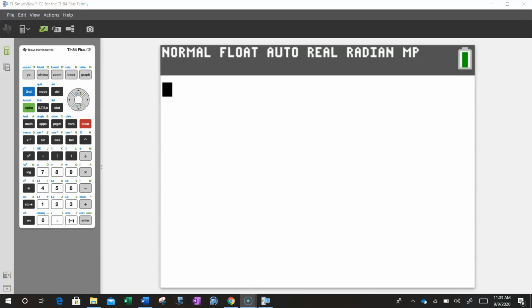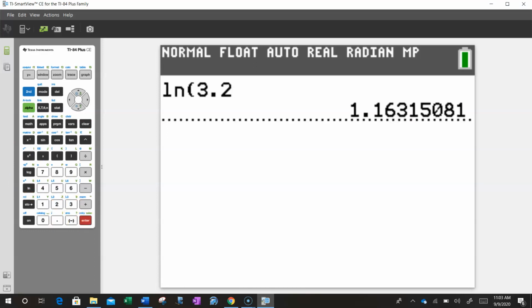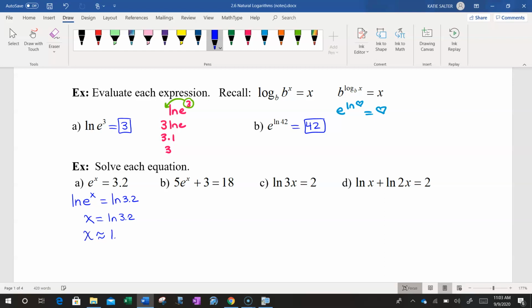On your calculators, you will see that right above your store button is the natural log button. And you also see that if you press second natural log, it's the e raised to the x. So these go together because they're inverses of each other. So all we do is press the natural log, type in 3.2, and press enter. Normally with these, we round to 4 decimal places. For this one, x is approximately 1.1632. If a problem says give the exact answer, this would be the exact answer right here. And if it says approximate the answer, this would be the approximate answer right here.